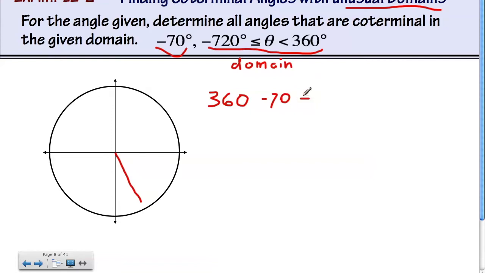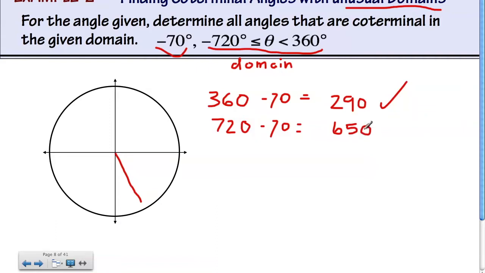All right, and what I get is, what is that? 290. Okay, so that's coterminal. Now just check to see if it fits within my domain. It does, so happy, check mark, good. Now watch what happens if I did 2 revolutions, which we know is 720, right? Now if I subtract it from that angle that they gave us, so negative 70, right? I get 650, correct?